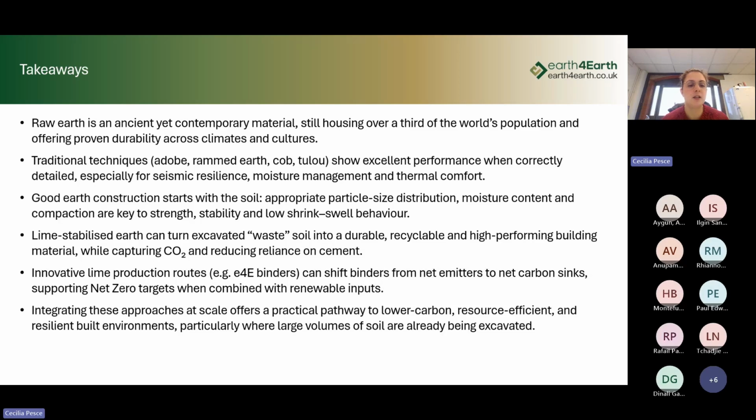So integrating these approaches at scale offers a practical pathway to lower carbon, resource efficient, and resilient built environments, particularly where large volumes of soil are already being excavated. So yeah, I hope.